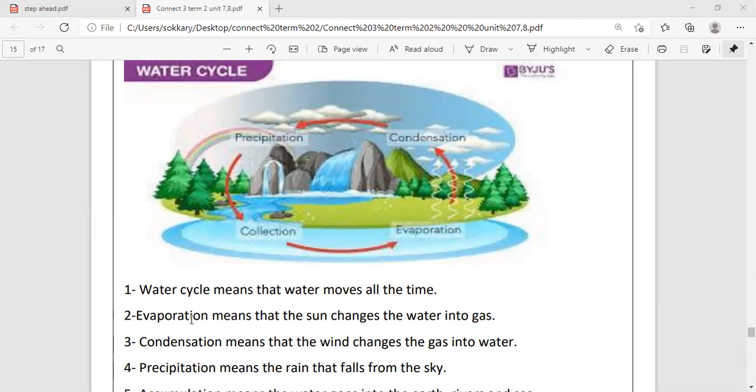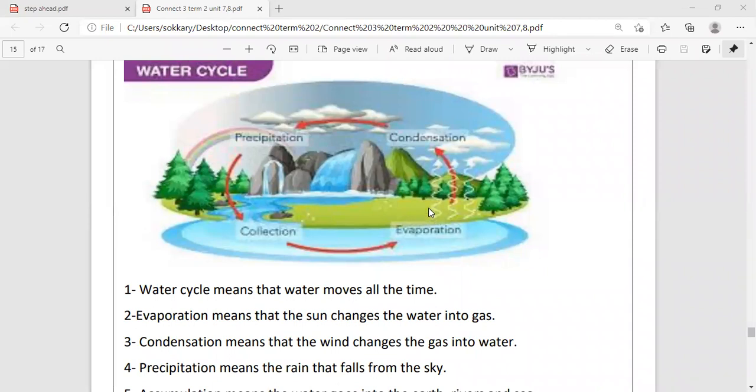Evaporation. Evaporation. Slowly, students, and together, please. Evaporation. Look at the evaporation. That's right. Look at the picture, students.